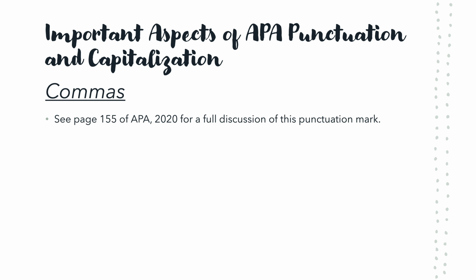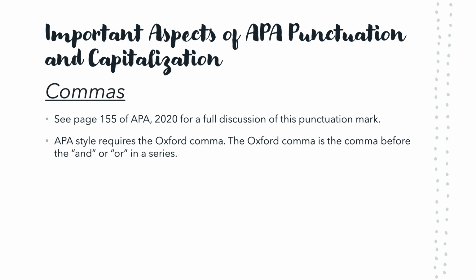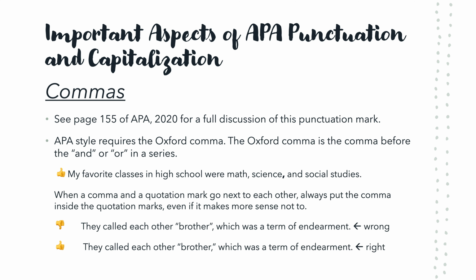Commas. Again, see page 155 of APA 7th edition for a full discussion of this punctuation mark. APA style requires the use of the Oxford comma. The Oxford comma is the comma before the "and" or "or" in a series. So, my favorite classes in high school were math, science, and social studies. That comma is the Oxford comma, and it's required to be there in APA 7.